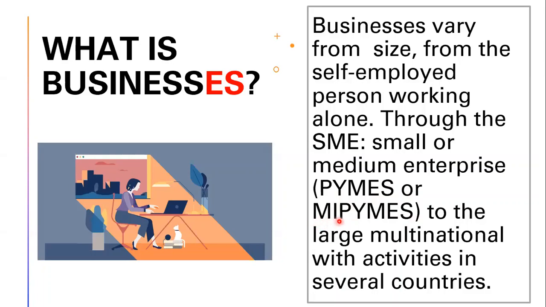So we have micro, small, and medium enterprises. Okay? In English, we say SME. In Spanish, we say PYMES or MIPYMES. To the large multinational with activities in several countries. Okay? So when we're talking about businesses, we're talking about the activities of these companies and how they grow, the size, starting from one only person to big multinational companies.